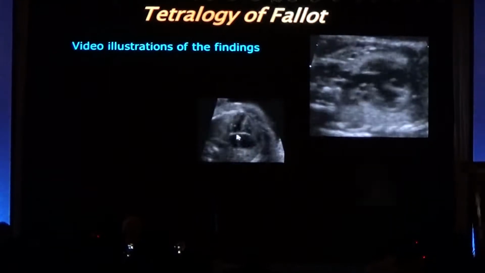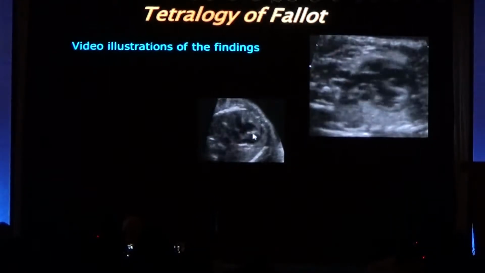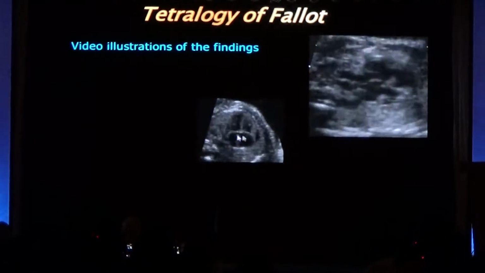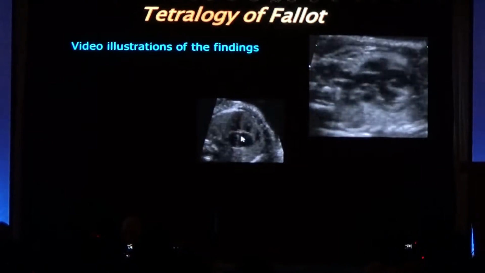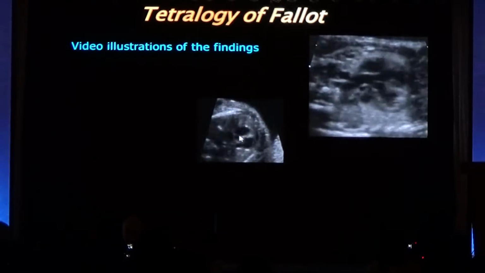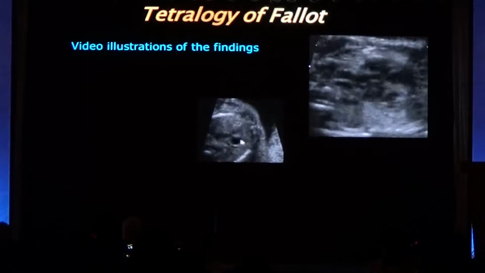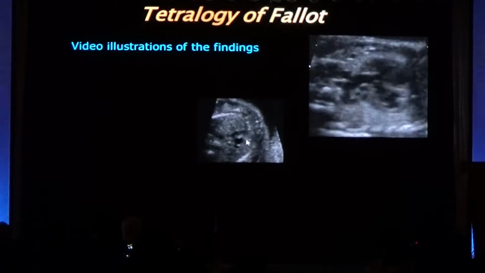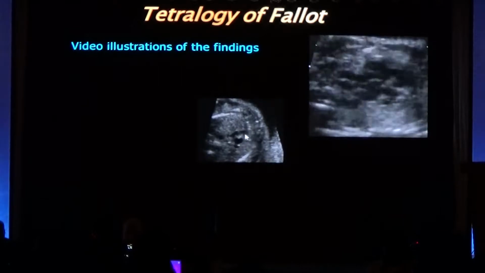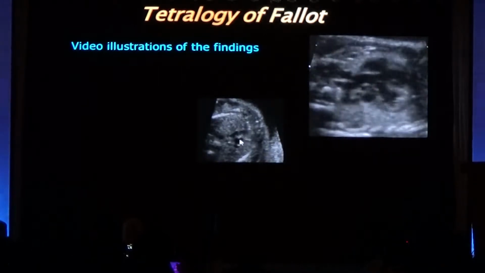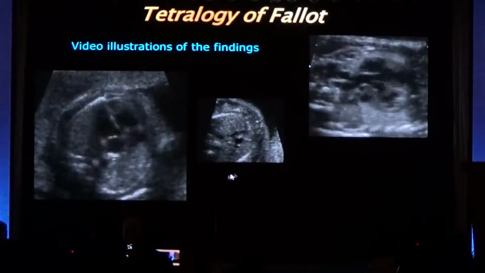Another example here. Now pay attention. What do you think about the AV valves here? Are they normal AV valves? No. This is a big atrioventricular septal defect. This is the complete form of atrioventricular septal defect. So here we have not only tetralogy of Fallot, but we have the complete form, and you see in the three-vessel view, the pulmonary is much thinner than the aorta.